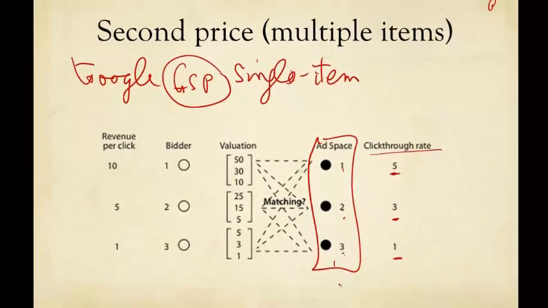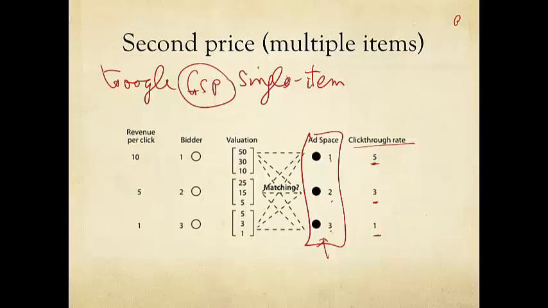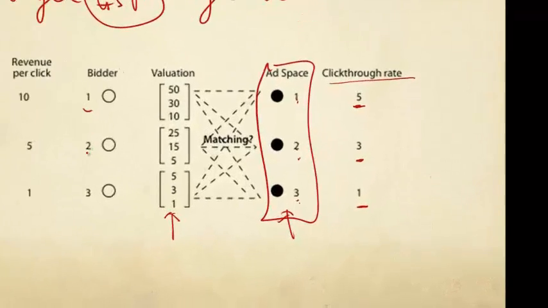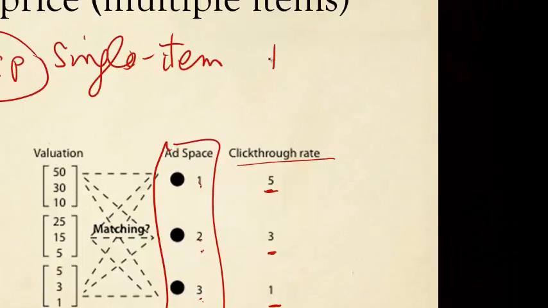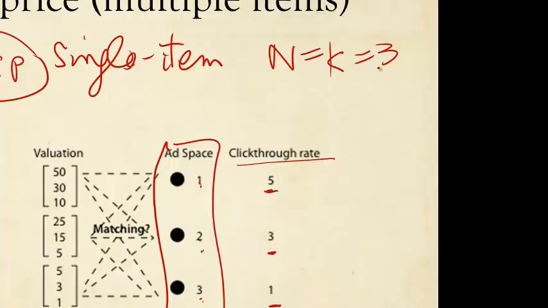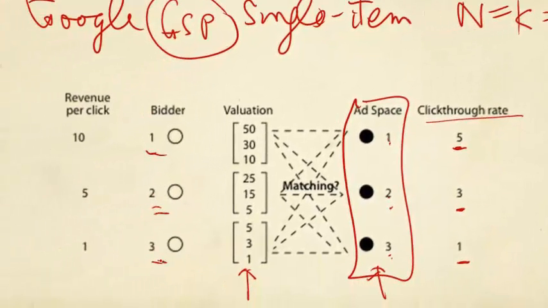On the right hand side are the products, in this case ad spaces, the items. On the left hand side we draw a list of 3 bidders, labeled 1, 2, and 3. It doesn't have to be 3, it could be 4, it could be 2, but in this case we just let n be the same as k, and both are 3 for simplicity of illustration. Each of these bidders is an advertiser, and they have an expected revenue per click, which is $10 per click, $5 per click, and $1 per click. And obviously we have ordered these 3 bidders in descending order of their revenues per click.